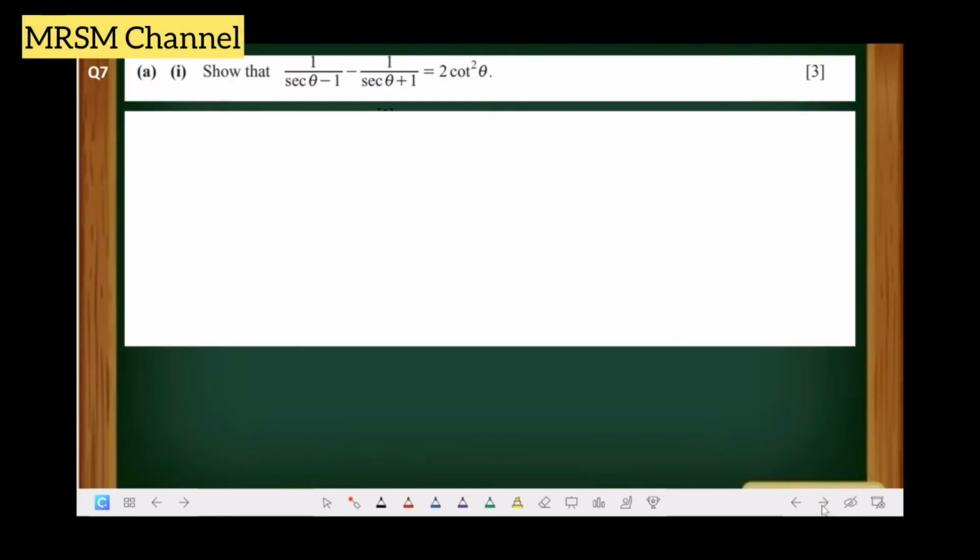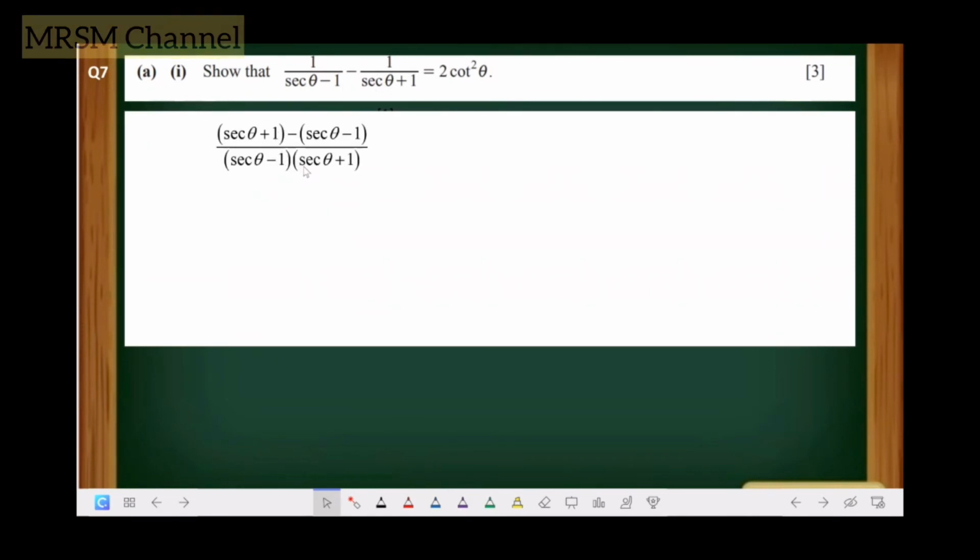Okay, next question. Okay, we look at the trigo question. Right, we look at the trigo question. It says show that 1 over secant theta minus 1 minus 1 over secant theta plus 1 is equal to this one. This is a proving question. Okay, you want to prove the left side is equal to the right side. Okay, so the left side we have fractions. As usual, when you have fractions, we equate the denominators. Alright, so the first fraction multiply secant theta plus 1. The second fraction multiply secant theta minus 1.